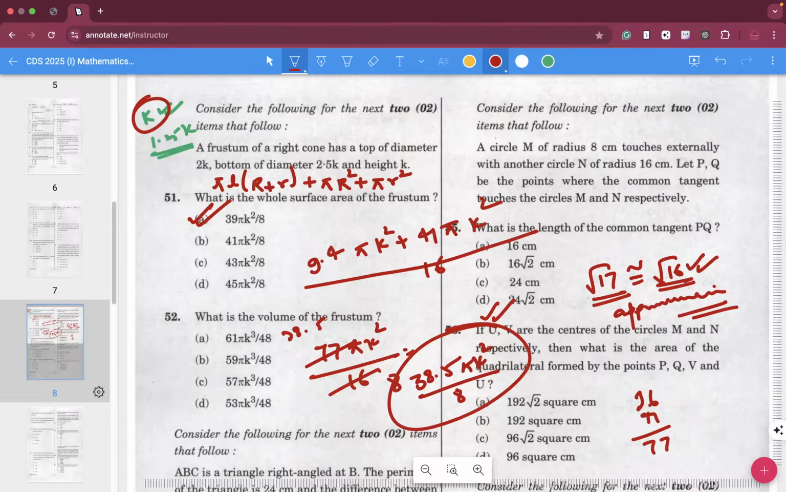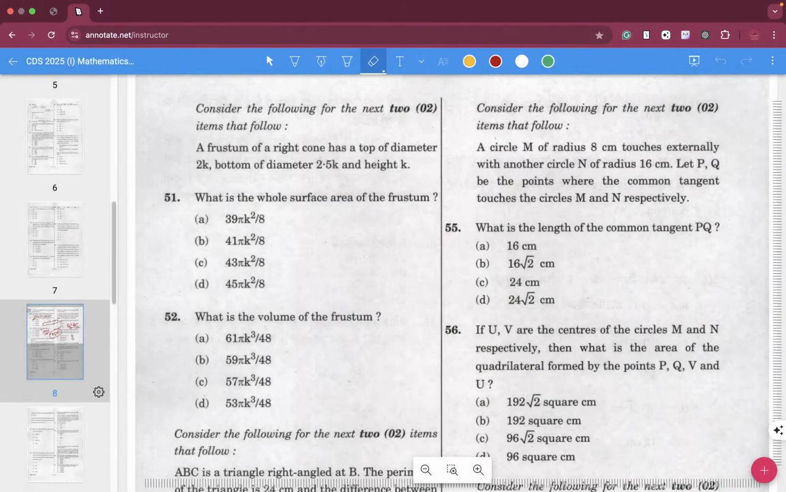So what is the volume they are asking? What is the volume? This frustum is an important one. If you know the formula and if you can work it fast enough, then you are good to go. The volume of the frustum is given by, I'll just write down the formula, 1 by 3 pi into h, r1 square plus r2 square plus r1 into r2. They have given diameter 1, diameter 2, so let's just solve for this.